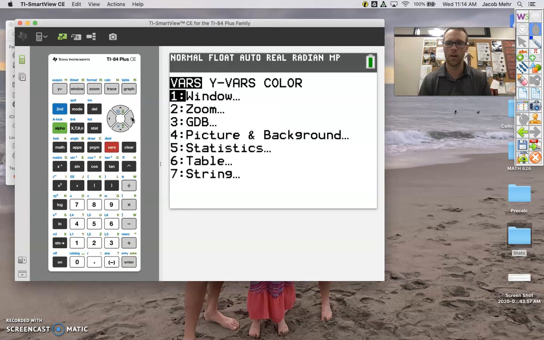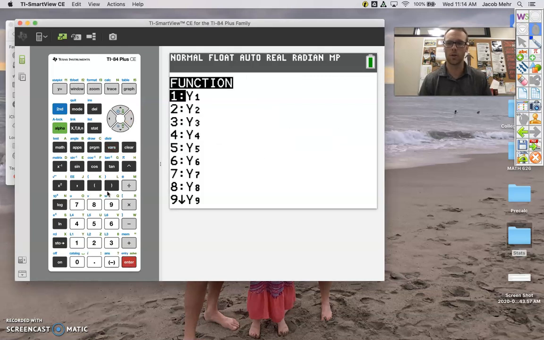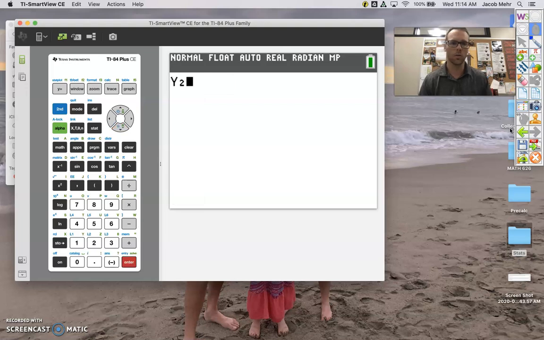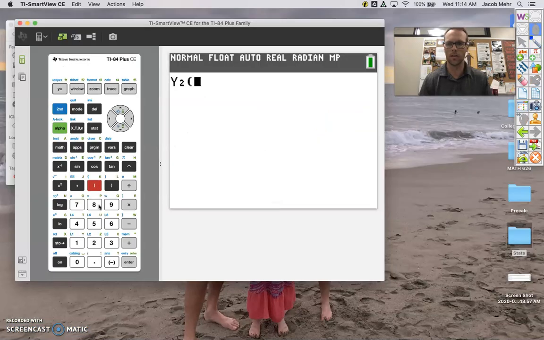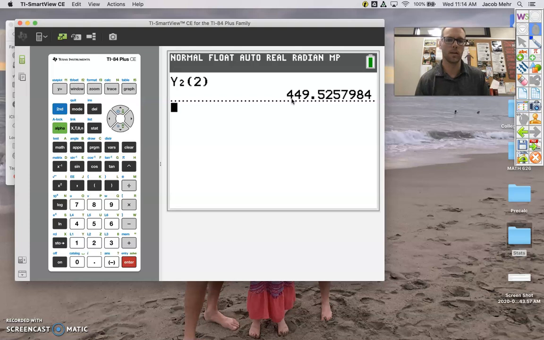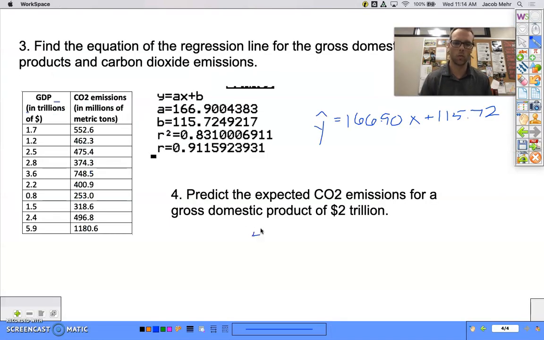I'm going to go vars, Y-vars, function, Y2, parenthesis, and we are substituting in 2 trillion, so that's a 2 right there. And our emissions would be predicted to be 449.53 millions of metric tons. There we go. All right, that's going to wrap up the video.